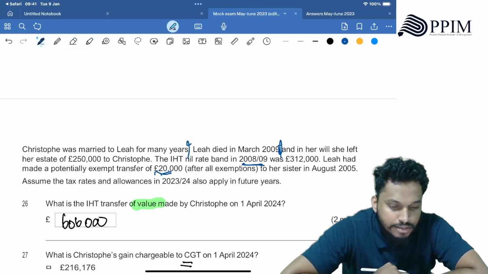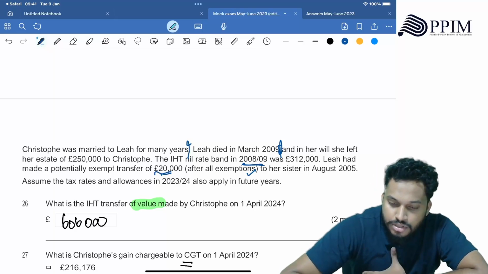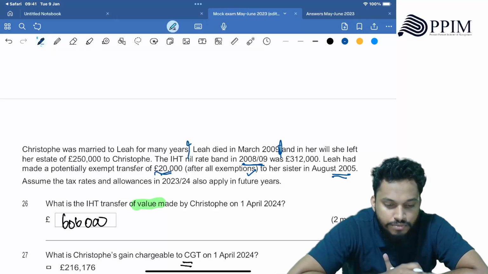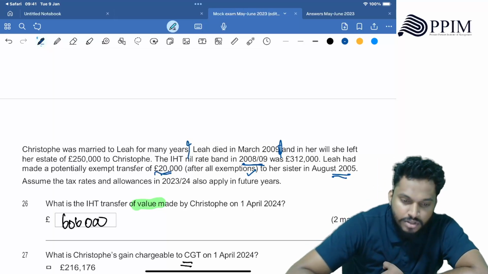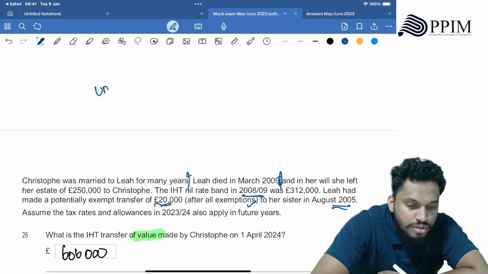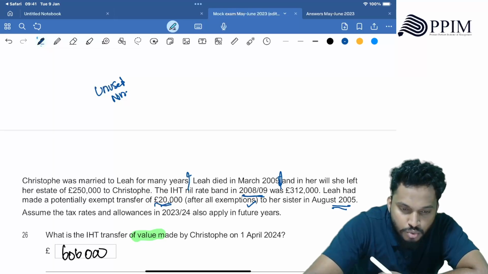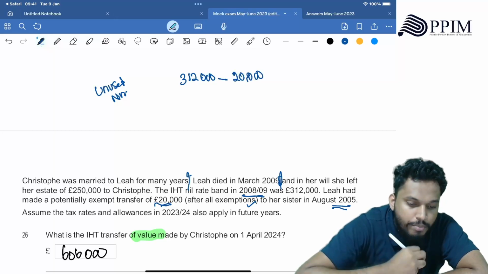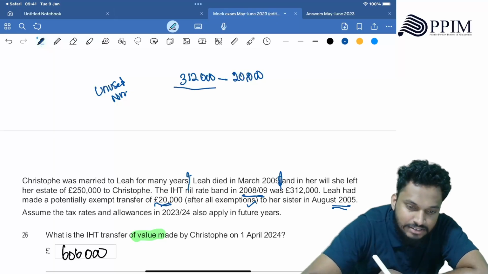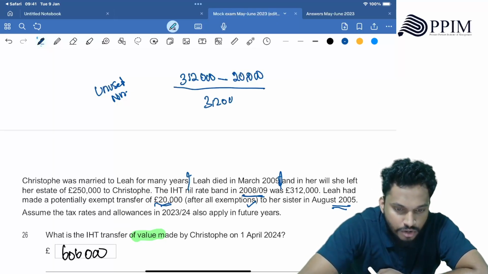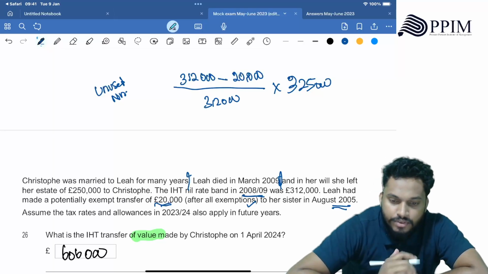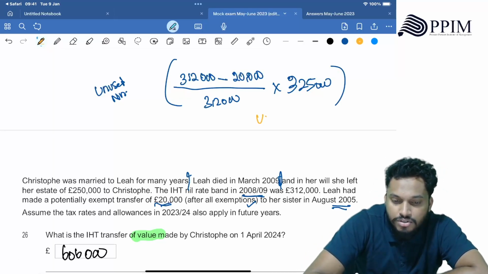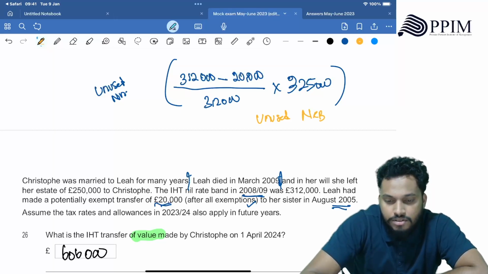Lee had a potentially exempt transfer, after all exemptions, of 20,000, in 2005. Assume the tax rates and allowances for 2023/24 apply in future years. To determine this, you need to understand the total unused nil rate band available. You had 312,000, of which you used 20,000 on the PET. Then you need to take that against 312 and multiply by the existing nil rate band, 325, to see how much unused nil rate band you have as of date.